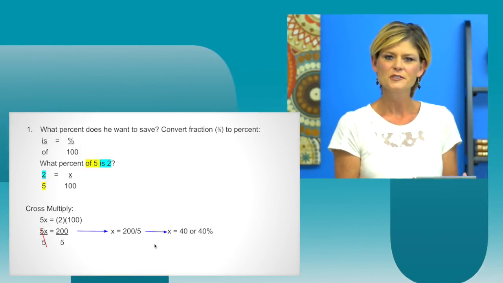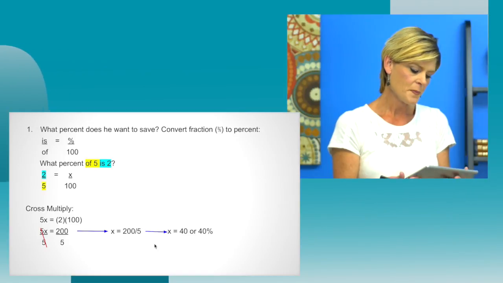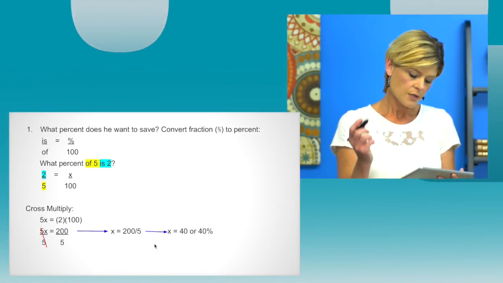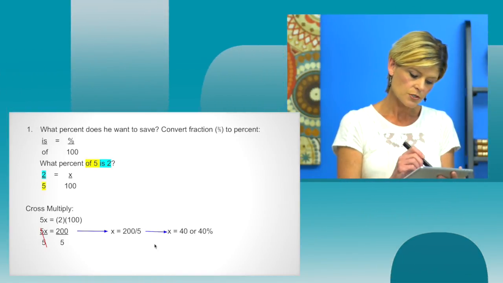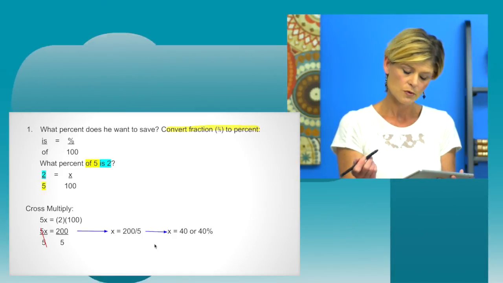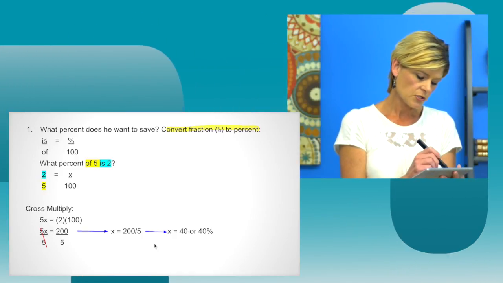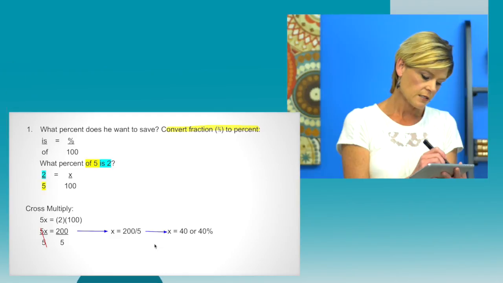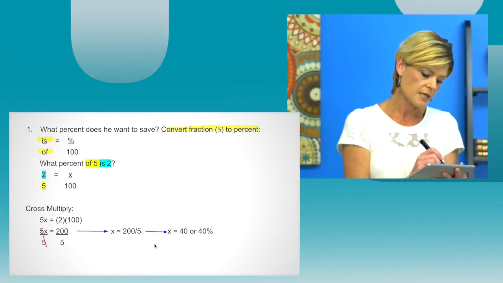All right, how did you do? Let's take a look at our answer. What percent does CJ want to save? The first thing we want to do is convert 2/5, that fraction, to a percent. I like to use this little helpful hint. Is over of equals percent over 100.